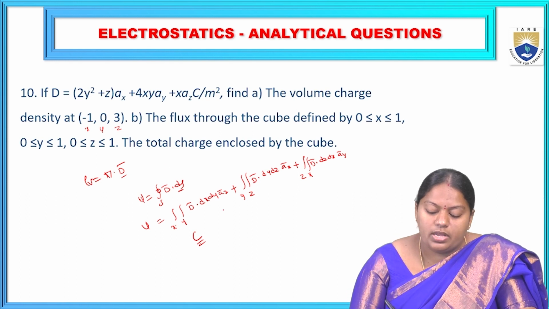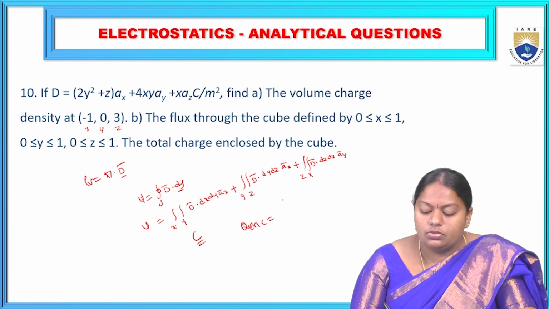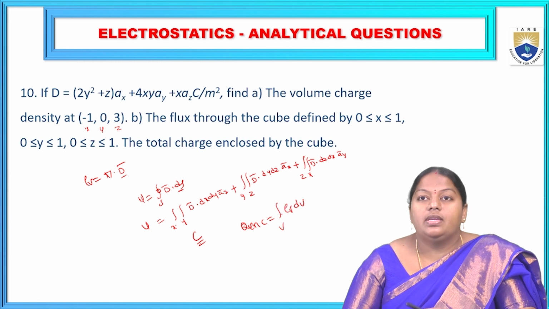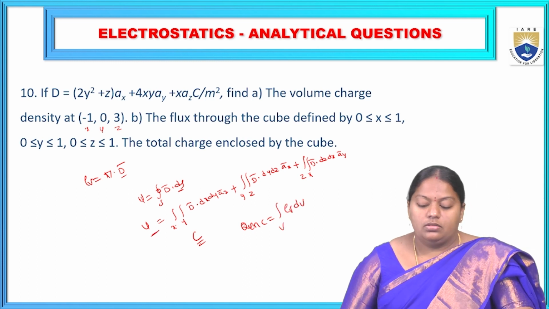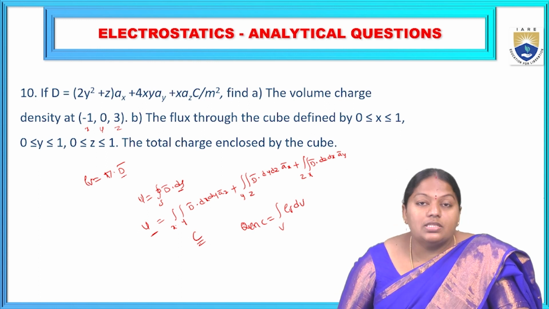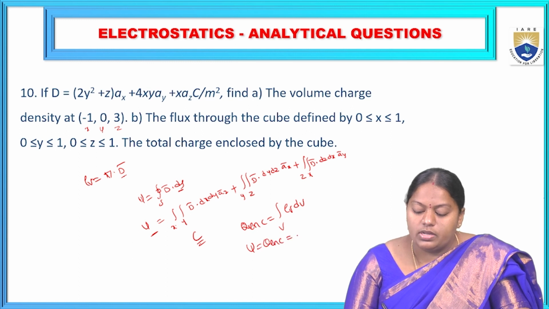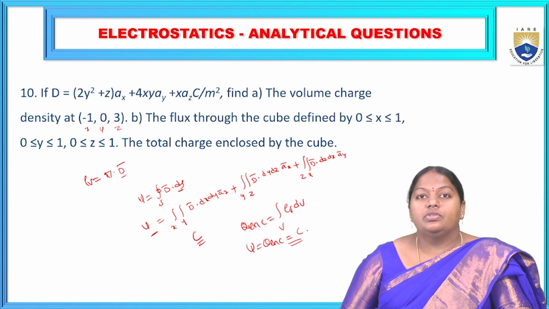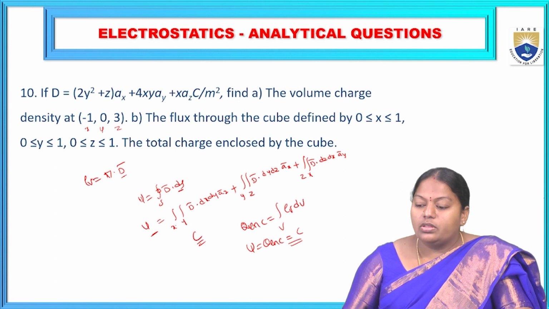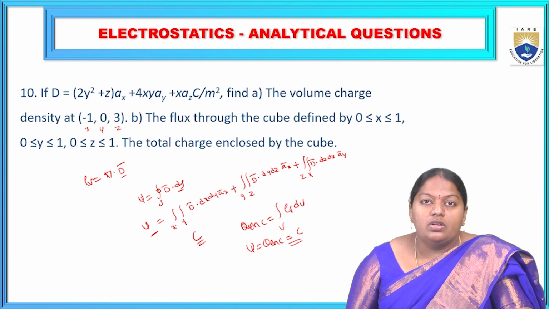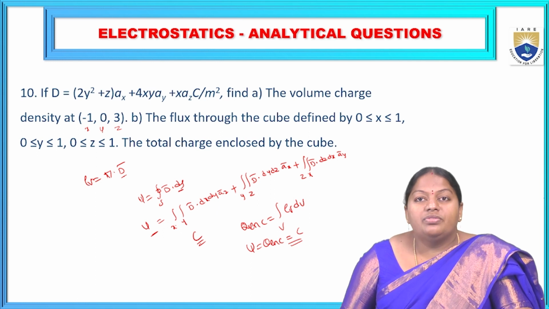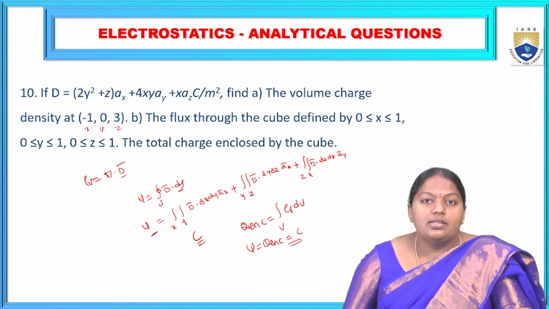Similarly, the total charge enclosed, Q enclosed, is equal to integral of rho v dv. According to Gauss law, the flux passing through any closed surface and the charge enclosed must be the same. And this is the case, you are supposed to get the same one. Psi is equal to Q enclosed, measured in terms of coulombs. Right? So these are the different types of short answer as well as long answer, and some analytical questions which are to be covered in electrostatic fields.